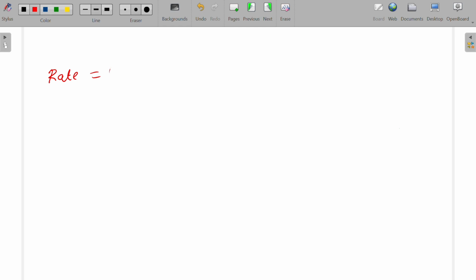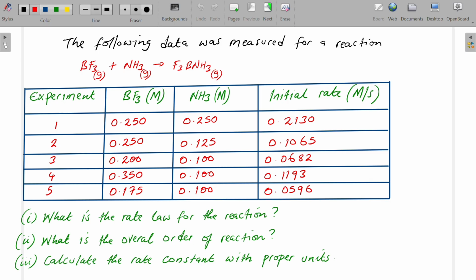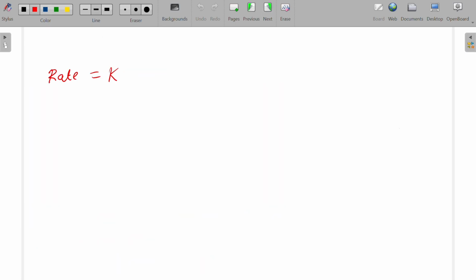is equal to K multiplied by the concentration of the reactant. Now we can see the reactants we have here, we have BF3 and NH3. So we'll say K multiplied by the concentration of BF3, like that, to a certain power, we can call that one X, and then multiplied by the concentration of NH3, also given to a certain power that we don't know for now, we can call it Y.